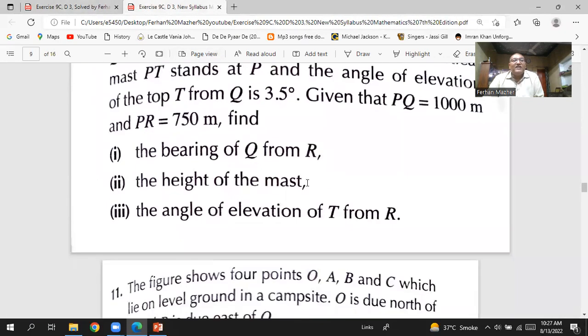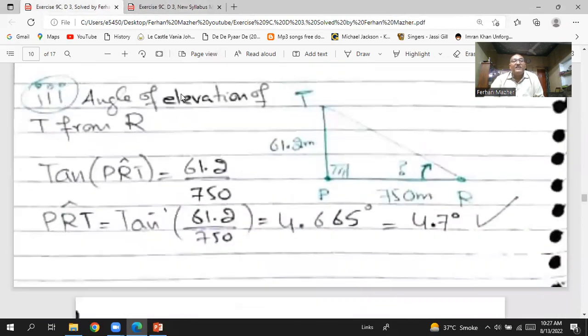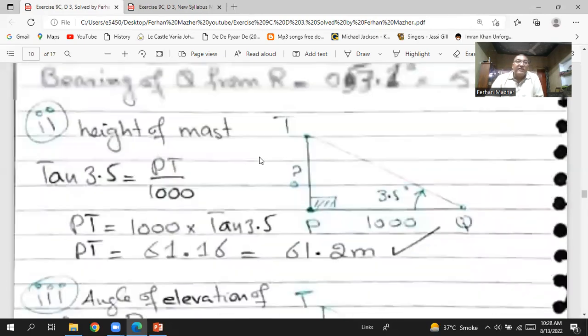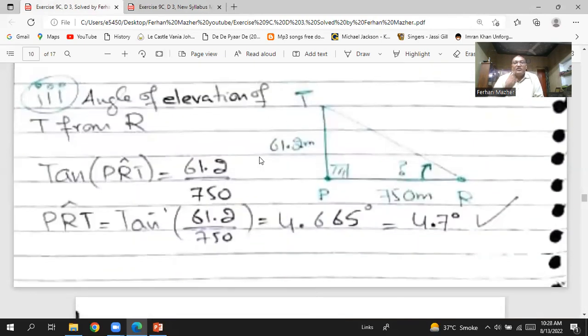Then they will ask you the angle of elevation of the T from the R. Now I know the height of the mast PT. So I will consider the triangle TPR. I know the PR, that's 750. I know the height of the mast PT, that's 61.2 meter. We just calculated in the upper part. And I want to know the angle of elevation.